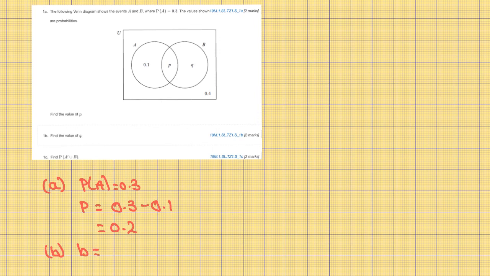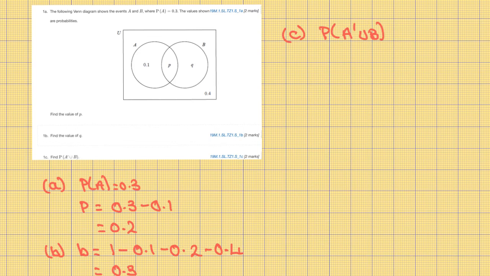B is equal to 1 minus 0.1 minus 0.2 minus 0.4, which is equal to 0.3. And part C, you've got to find the probability of not A union B. That means you want the union of everything that is not in A with everything that is in B.